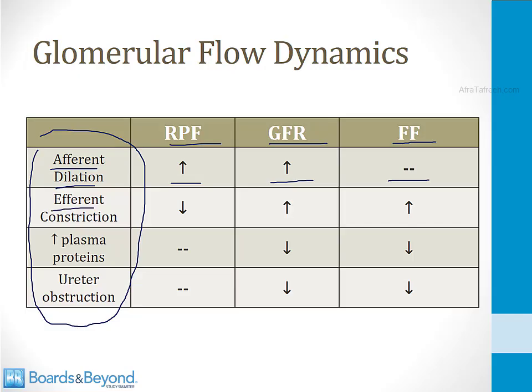If you constrict the efferent arteriole, that lowers the renal plasma flow, raises the GFR, and increases the filtration fraction. And if you dilated the efferent arteriole, that would have the opposite effects. Raising the amount of proteins in the plasma and the osmolarity of the plasma has no effect on plasma flow, but it does decrease the GFR and the filtration fraction. And then finally, obstruction of a ureter blocks the flow of urine out of the nephron, including out of Bowman's space. That has no effect on renal plasma flow, but it reduces the GFR and it reduces the filtration fraction.